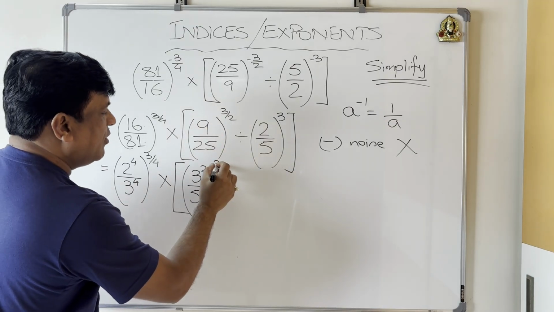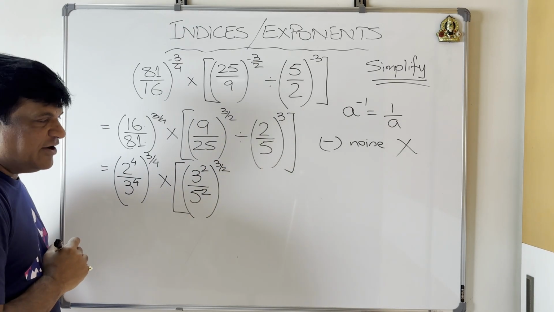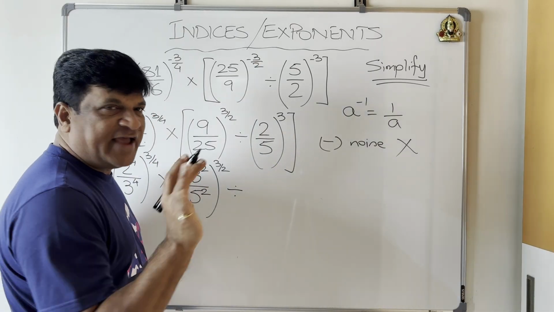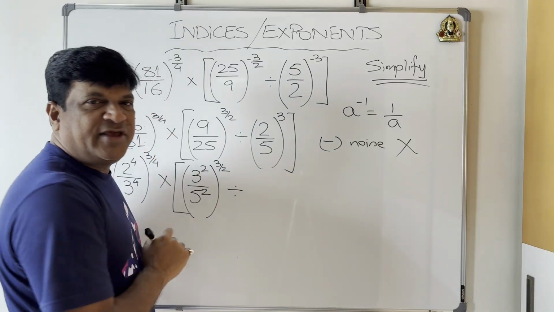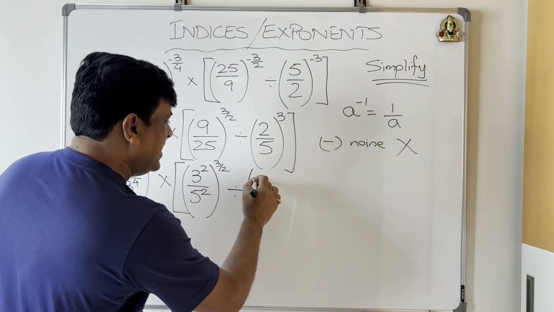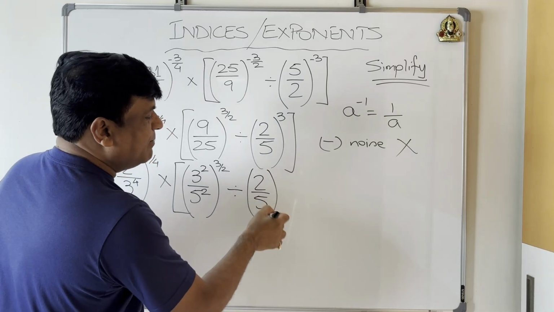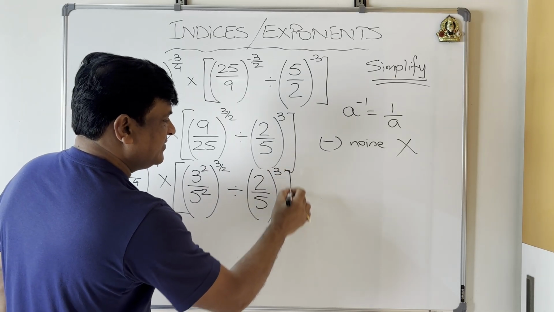And what do I have outside? I have 3 by 2, right? Go to the next one. Can I do something about this? I cannot do anything. I'll leave it as is because these are two prime numbers already. So I'll leave it as is.